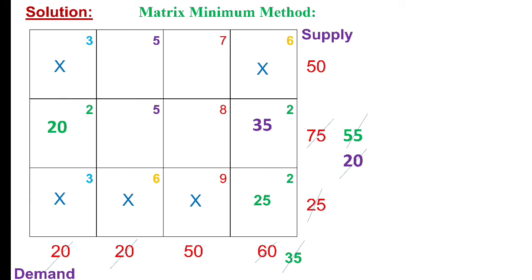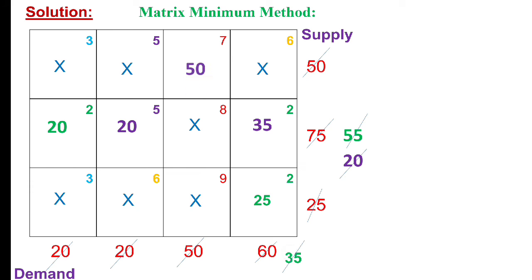There are two cells, 7 and 8. In that, what is the minimum? 50. So it will be considered as 50. This column is over. Then 50 will be cancelled. Likewise we need to cancel. Here, what is that? Matrix minimum. In that table, the unit cost of transportation which is minimum should be considered according to the procedure. Now the solution will be right.